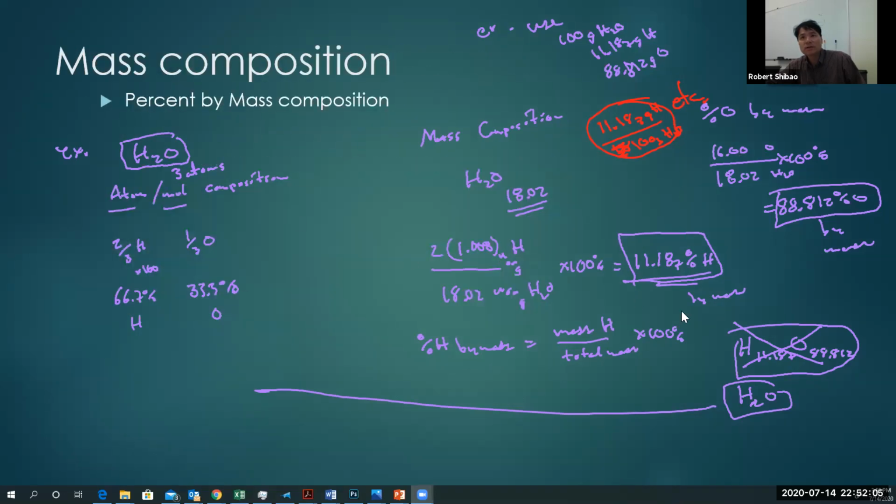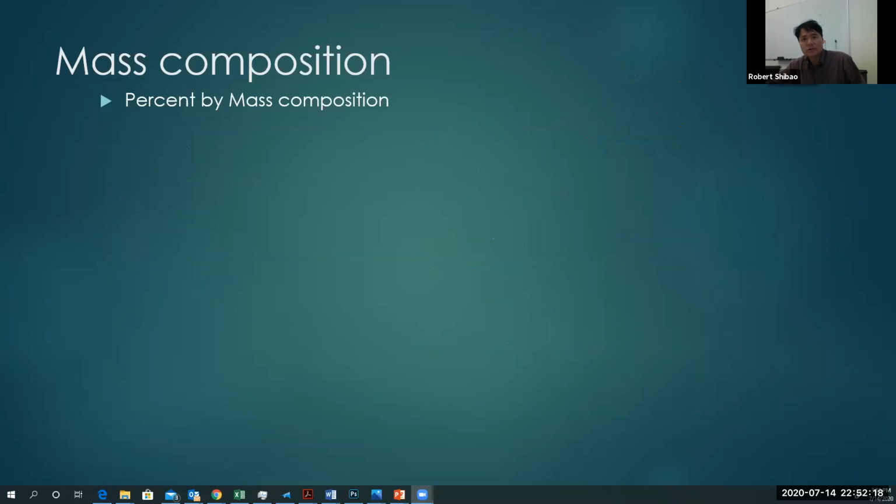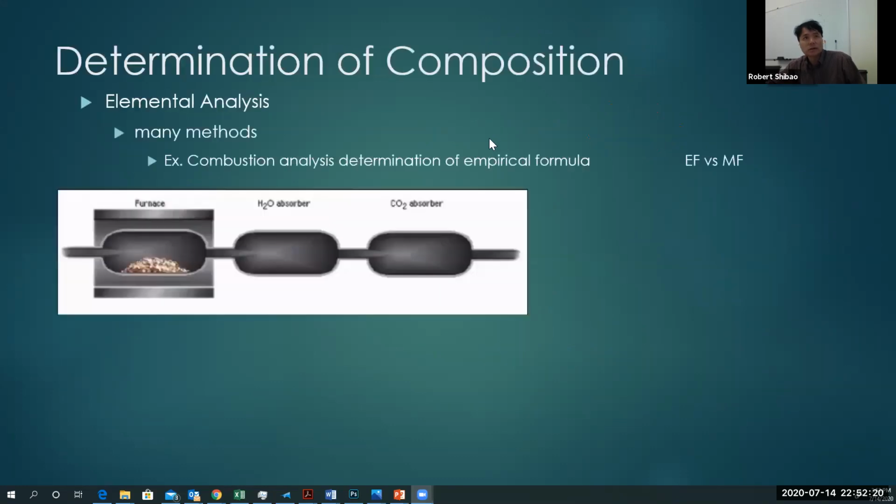This is a percent by mass composition. Now, how do you determine the compositions, whether it's an atom composition or a mass composition? How do we determine the compositions? Well, it turns out there are different techniques that we can use to determine compositions. And the techniques all fall under the umbrella of elemental analysis.